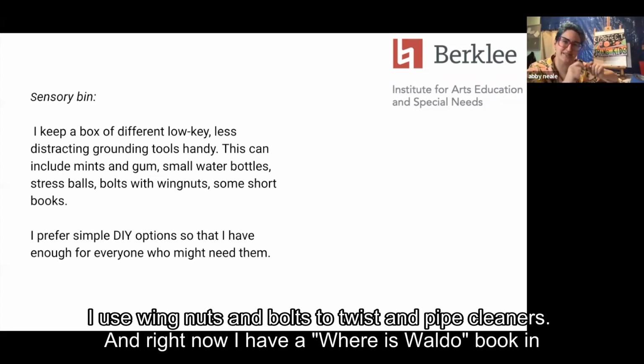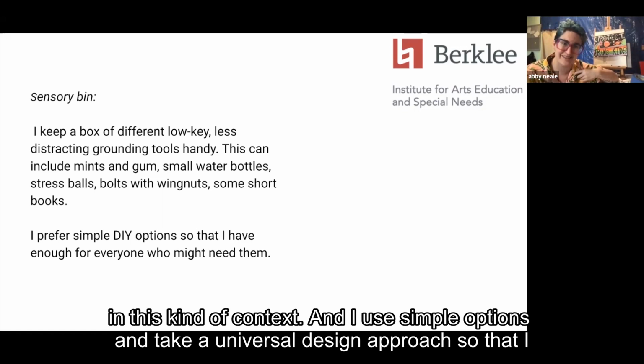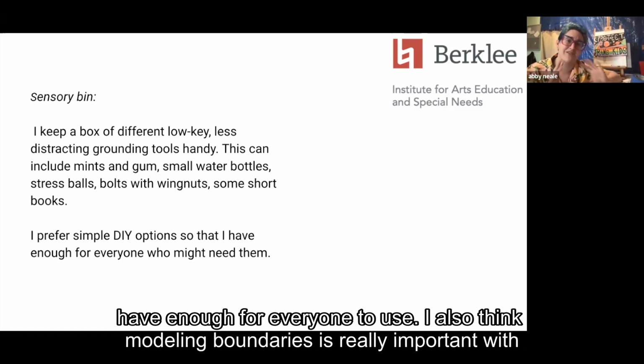wing nuts and bolts to twist and pipe cleaners. And right now I have a Where's Waldo book in there. Depending on circumstances, a chewing gum, mint, sour candies, stress balls, fidgets, all welcome in this kind of context. And I use simple options and take a universal design approach so that I have enough for everyone to use.